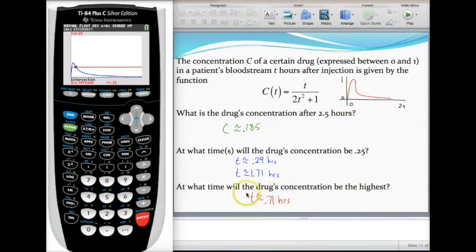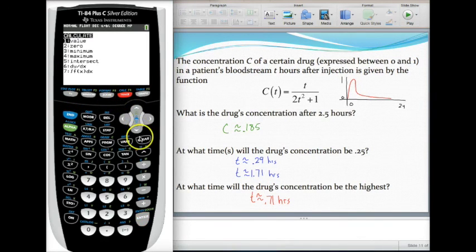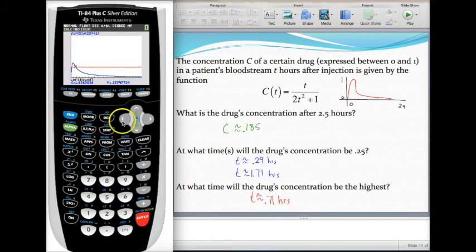And then finally, they ask us to determine when the concentration will be at its highest. Well, right there I can see there's the maximum my graph gets to. To find this, we're going to do what we've done before. Go to second trace, select maximum in this case because that's what they want. And then just go ahead, don't press enter 3 times. Move your cursor a little bit to the left of the vertex and press enter. Move your cursor a little bit to the right of the vertex and press enter. And then just hit enter for guess, and your calculator will find the highest X value in there. About 0.71 hours is when that drug will be at its highest concentration.